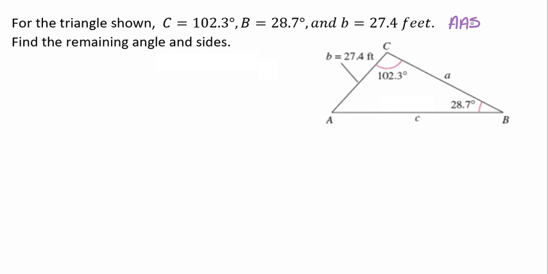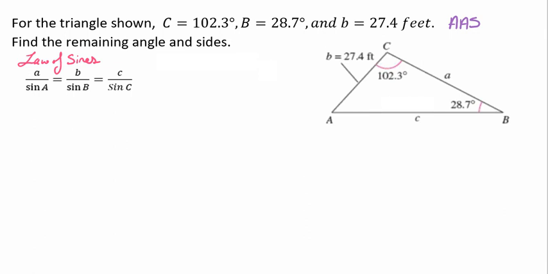Now we know that because we've been given an angle and a side, we can actually use the law of sines here. So let's remember what the law of sines is. The law of sines is a proportion where we have the side and its opposite angle. So we have a over the sine of angle A equals b over the sine of angle B, which equals the side c over the sine of angle C. So we're going to use that to find what we need.